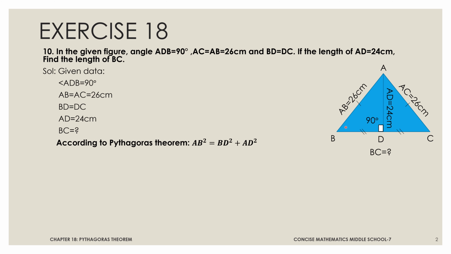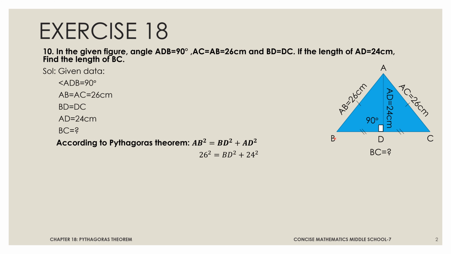So according to the Pythagoras theorem, we are considering this right angle triangle. Hypotenuse square is equal to the sum of the squares of the two sides, that is BD square plus AD square. Now just substitute these values in this formula. Then AB, what is AB? It is 26. So 26 square is equal to BD square, just write down as it is, and AD square is 24 centimeter.